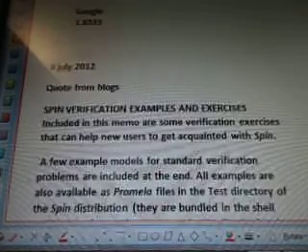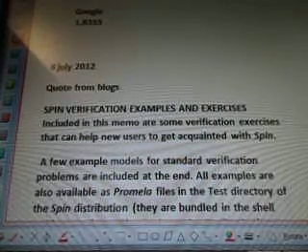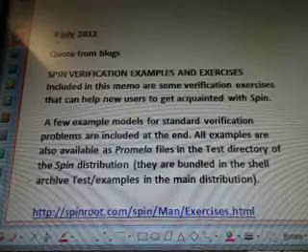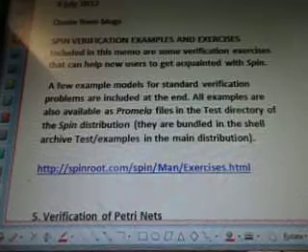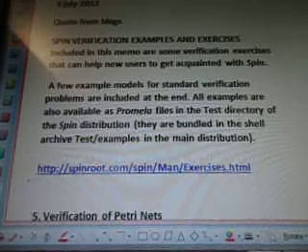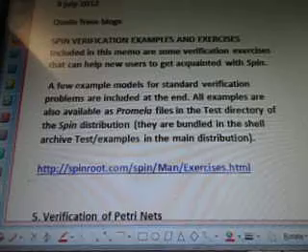So July 2012, quote from blogs. Spin verification examples and exercises. Included in this memo are some verification exercises that can help new users to get acquainted with spin. Few example models for standard verification problems are included at the end. All examples are also available as Promela files in the test directory of the spin distribution. They are bundled in the shell archive test examples in the main distribution.